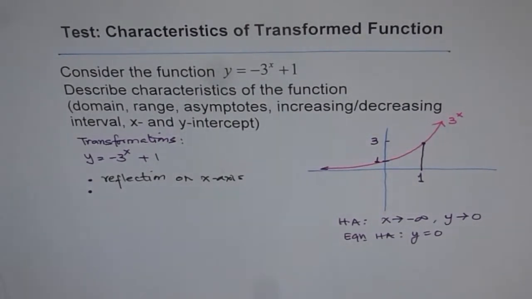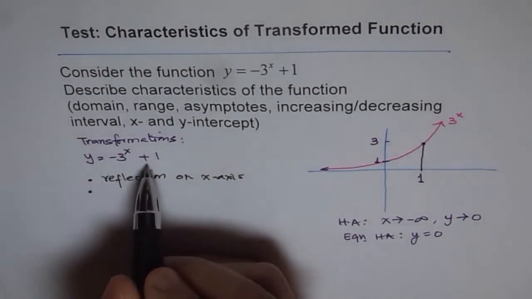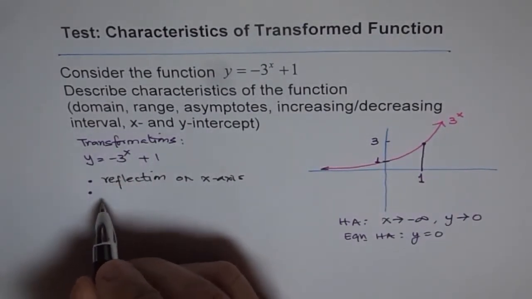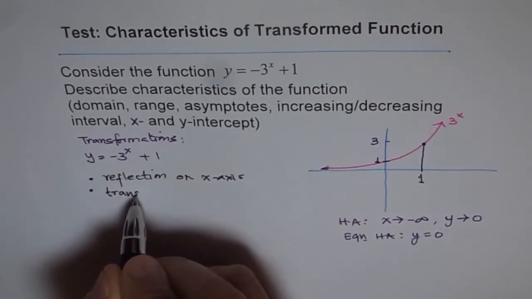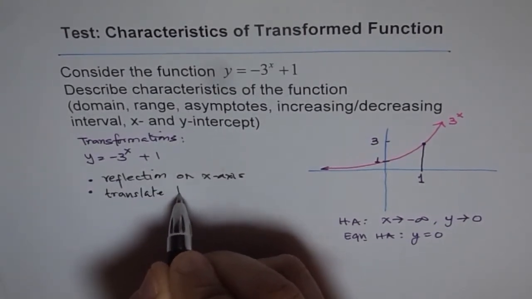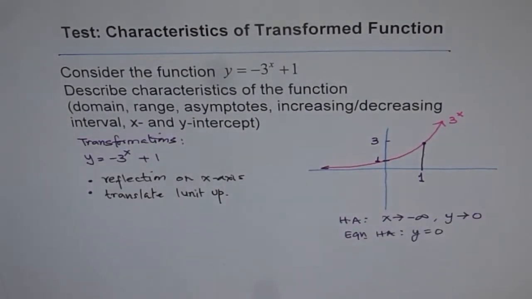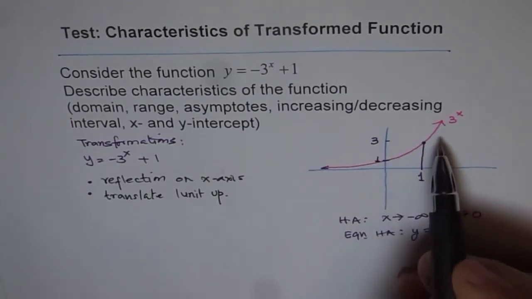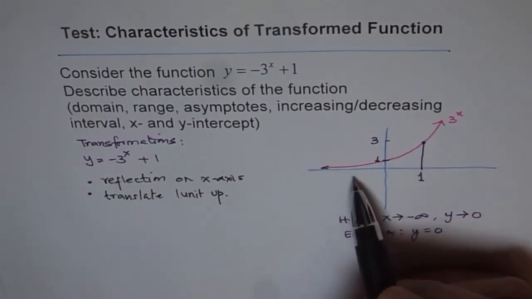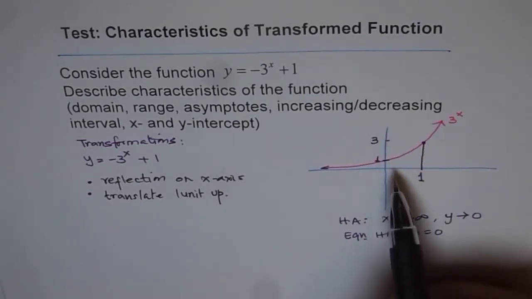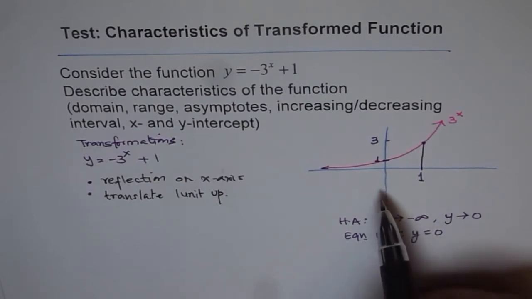Second, what we see is plus 1 here. Now this plus 1 is vertical movement by 1 unit, so we say translate 1 unit up. Now with that translation, its domain and range will change, right? The domain of this function is actually all real numbers, so that is not going to change. Since it is all real numbers, there is no restriction, so the transformations will not change the domain. So domain will remain all real numbers, correct?